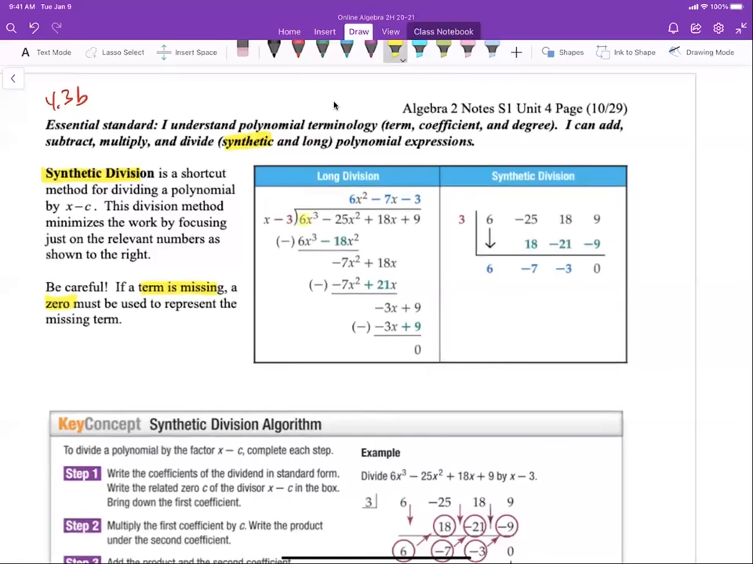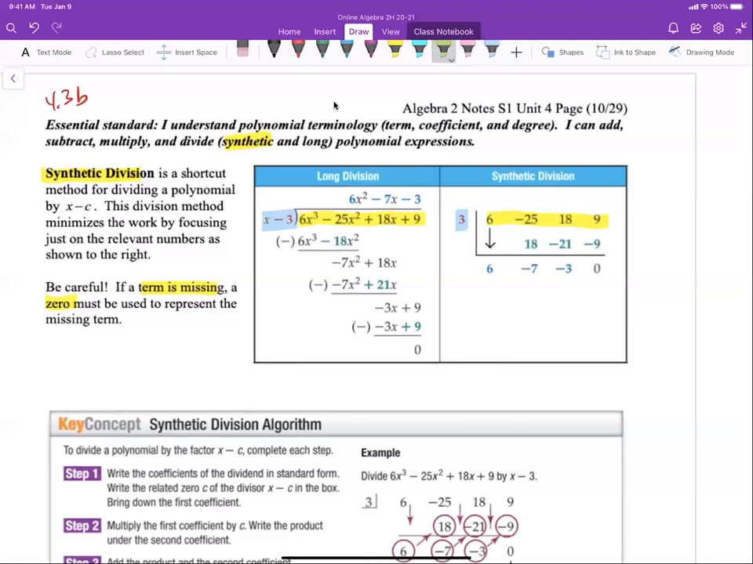What does all this look like? We see that we have all of these, the 6x cubed minus 25, etc. All of those coefficients show up in this location here. Then we have this x minus 3. This is where we switch the sign of the 3 and it shows up right there.